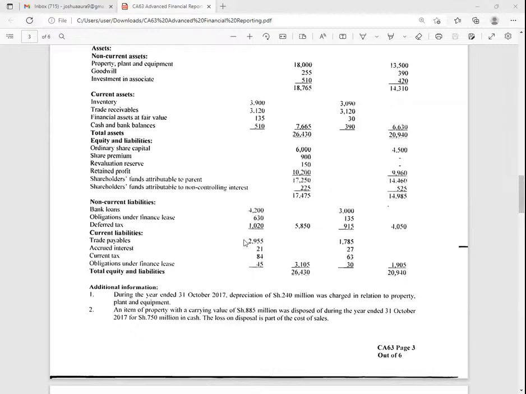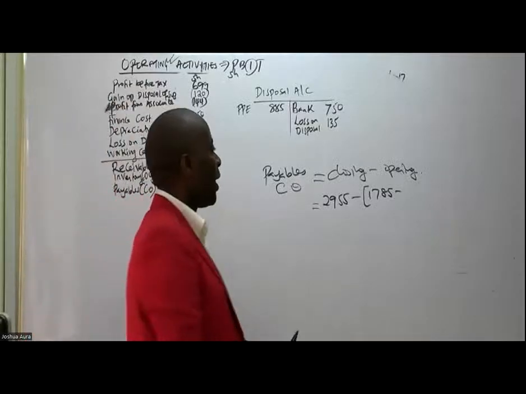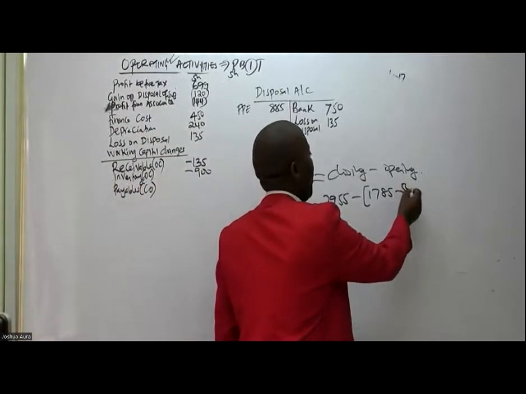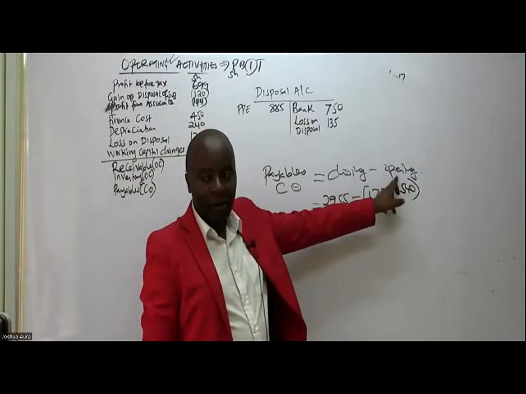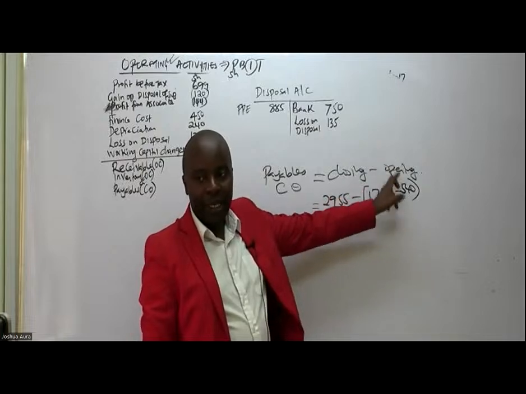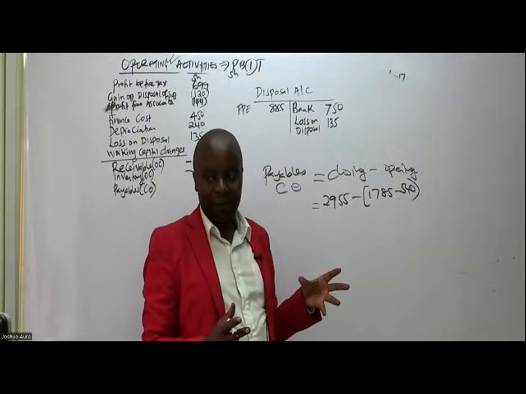So opening is 1785. We need to ask ourselves whether this particular subsidiary that we sold had some payables. Oh, yes, it had some payables, which are 540. Remember, don't take it as a negative. These are the payables which left with the subsidiary. I shall always adjust them in the opening and put the opening in brackets.